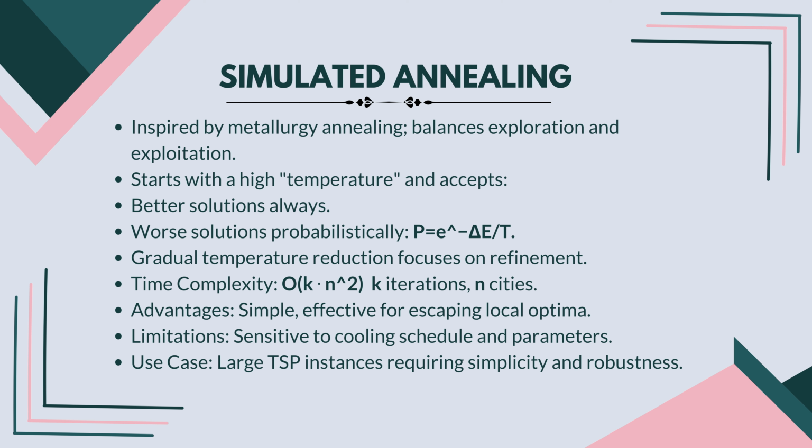Here, delta E is the increase in cost and T is a temperature parameter that starts high and gradually decreases. Early in the process, when T is high, the algorithm is more likely to accept worse solutions. This helps it escape local optima and explore a broader range of possibilities. As the temperature decreases, the algorithm becomes more selective, refining the best solutions.